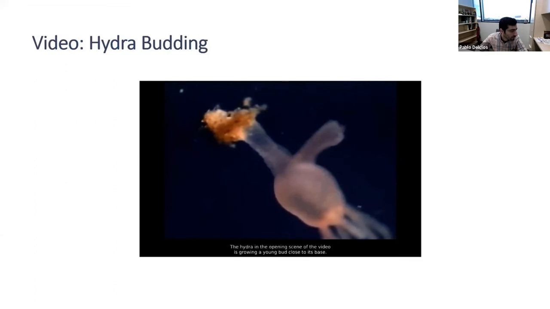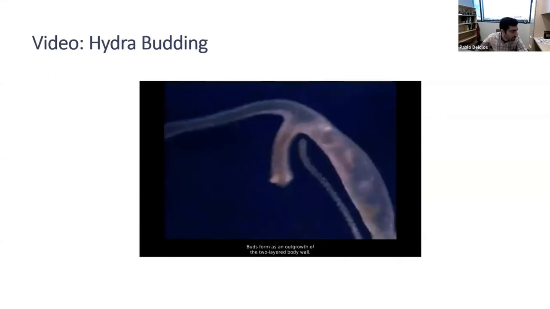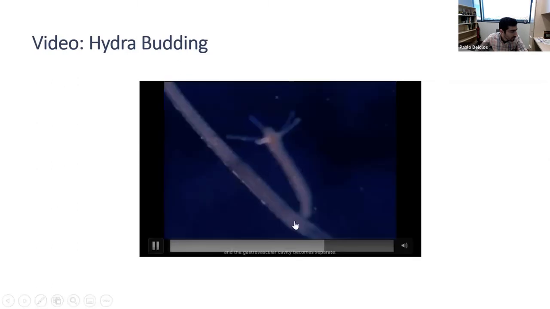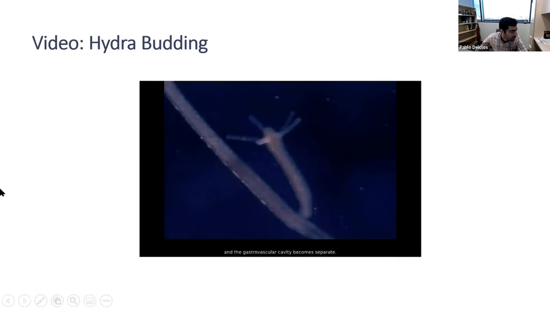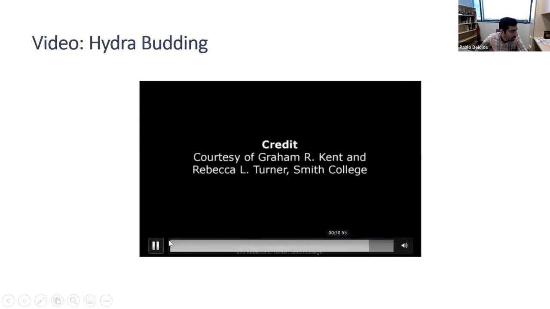sperm. The hydra in the opening scene of the video is growing a young bud close to its base. Buds form as an outgrowth of the two-layered body wall. At first, the tentacles are relatively short, and the gastrovascular cavity of the parent and the young bud are continuous. As the bud reaches maturity, the tentacles elongate, and the gastrovascular cavity becomes separate. Eventually, the bud pinches off and drops to the substrate to begin independent life. Credit courtesy of Graham R.